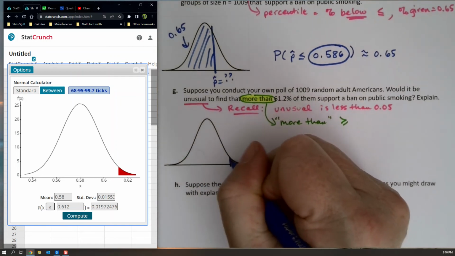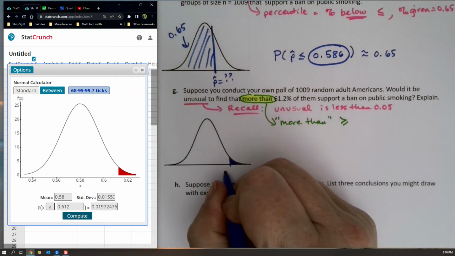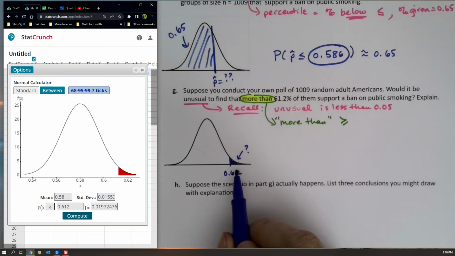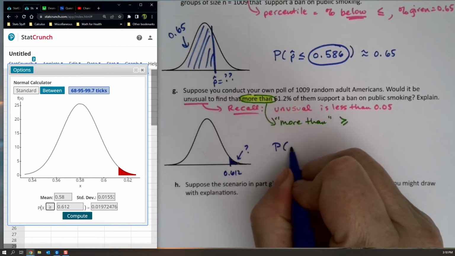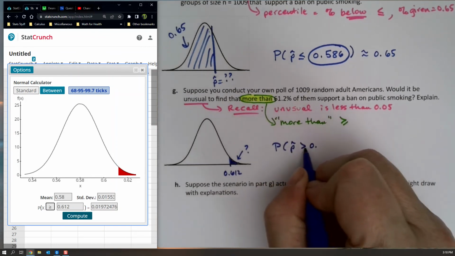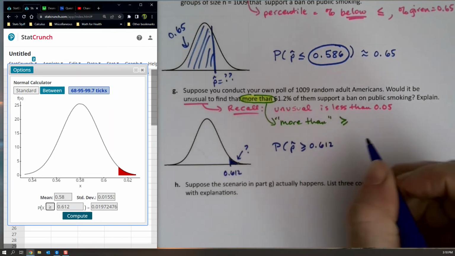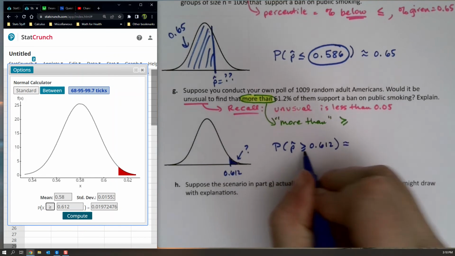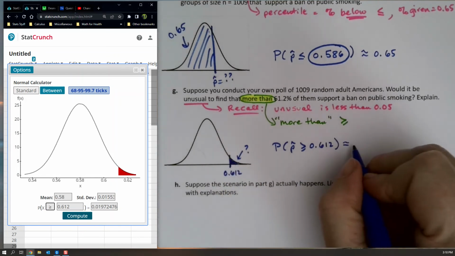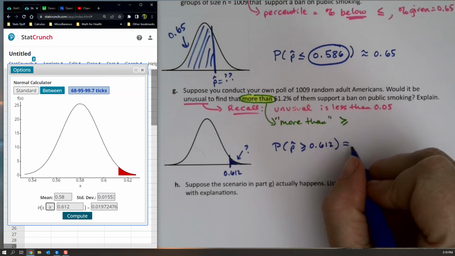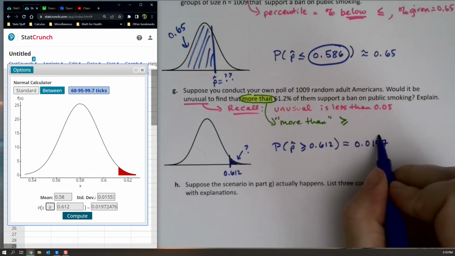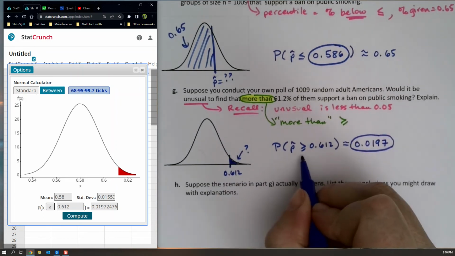Let me write that out and let me shade it. So it's a little bitty tail over here. I know this was 0.612. That was the value I knew, and I was looking for that area right there. So the probability that p hat is greater than or equal to 0.612. Remember that for a continuous distribution, it doesn't matter the or equal to, because the line at 0.612 itself has no area. On a continuous distribution, the probability of any specific value is always 0. So it doesn't matter if you say greater than or greater than or equal to. It's all the same thing.